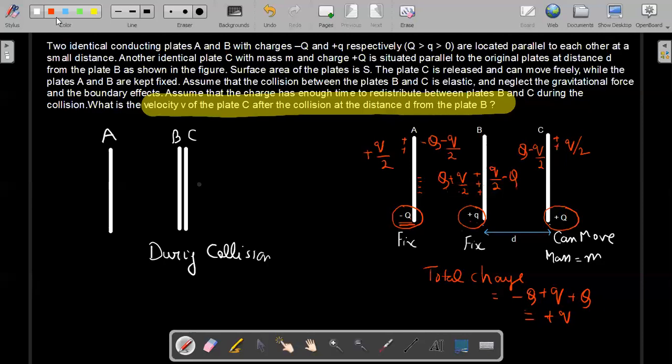So during collision, what will happen? The charge on the right side of plate B was q by 2 minus capital Q, and the charge on the left side of plate C was capital Q minus q by 2. Remember, these two surfaces will touch when plate B and plate C collide.